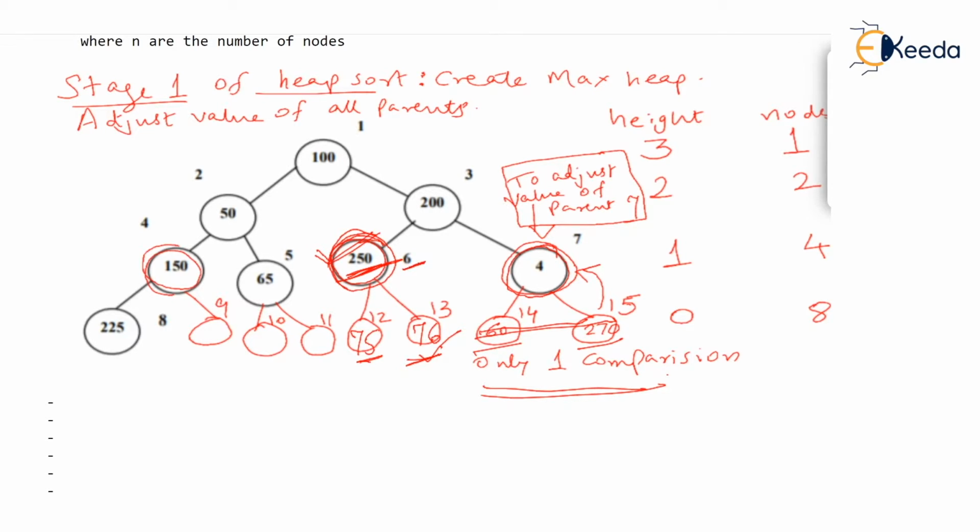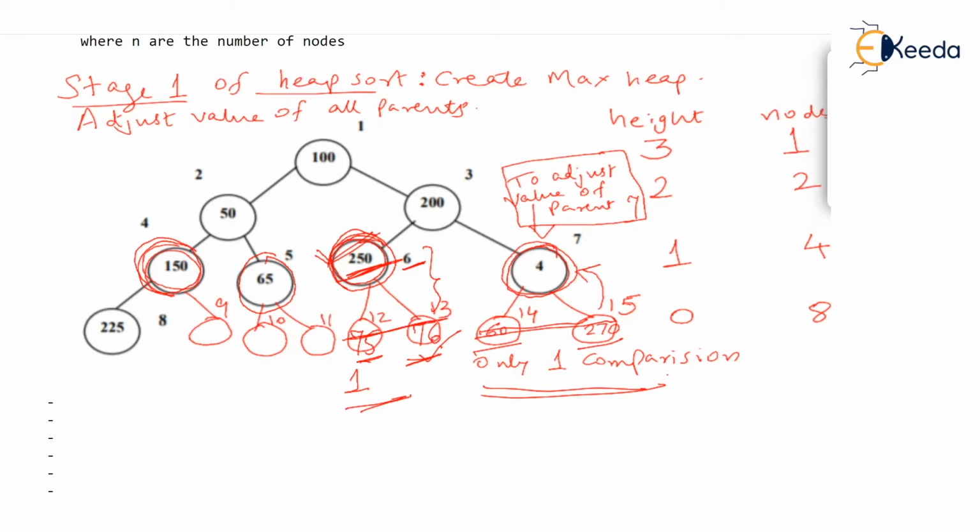It is now larger than both the children. But how many comparisons did you do to fix this 6th parent? Only one. Again, only one comparison was done because there is only one level below this particular node 250. So either the left child will shift up or the right child or none. Similarly, for fixing this 5th node, you will need only one comparison. And for fixing this 4th node, you will need only one comparison.